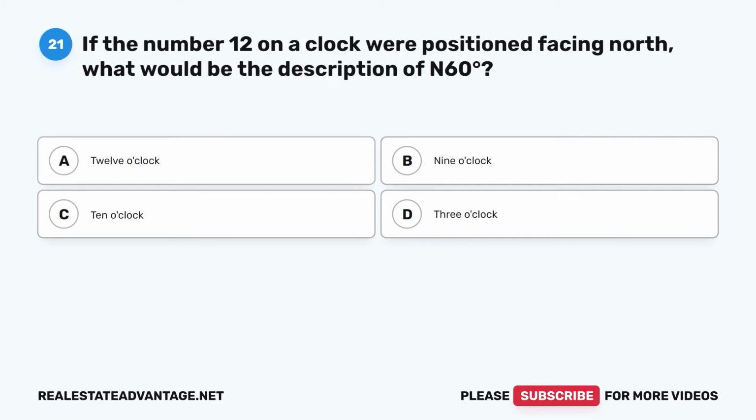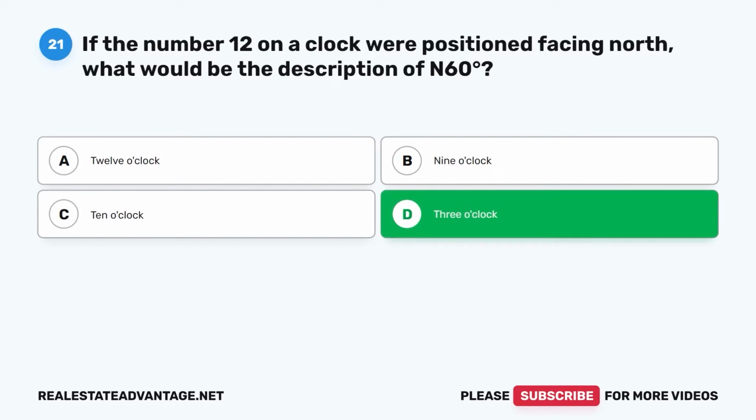Question 21. If the number 12 on a clock were positioned facing north, what would be the description of N60° W? A. 12 o'clock. B. 9 o'clock. C. 10 o'clock. D. 3 o'clock.